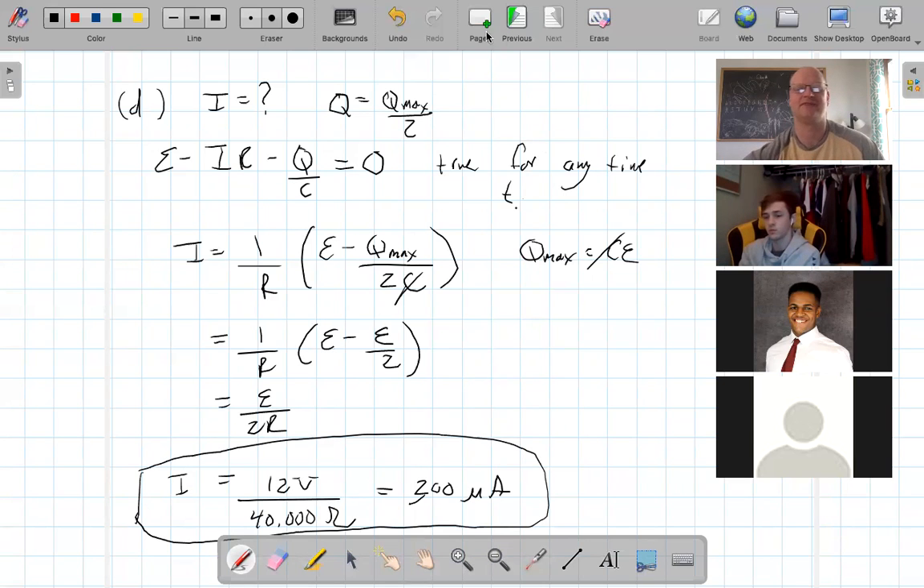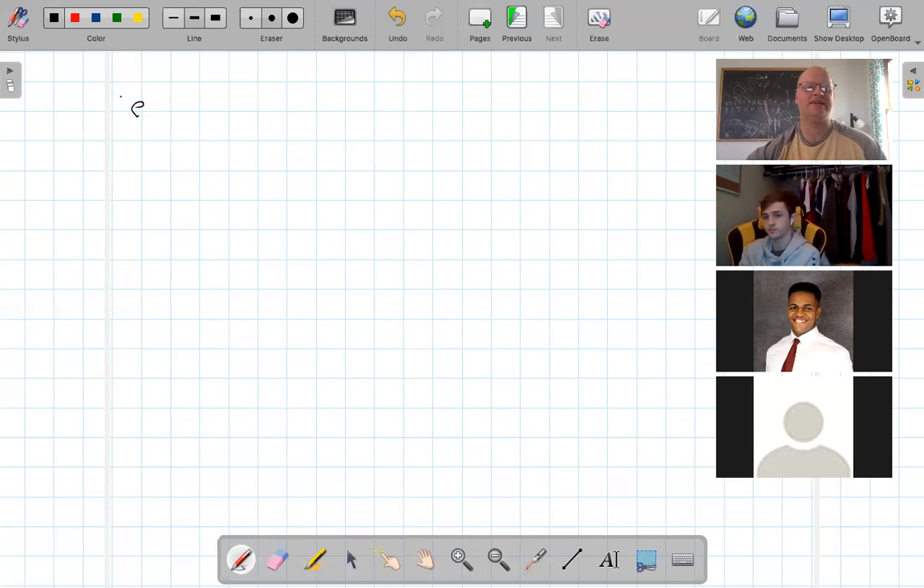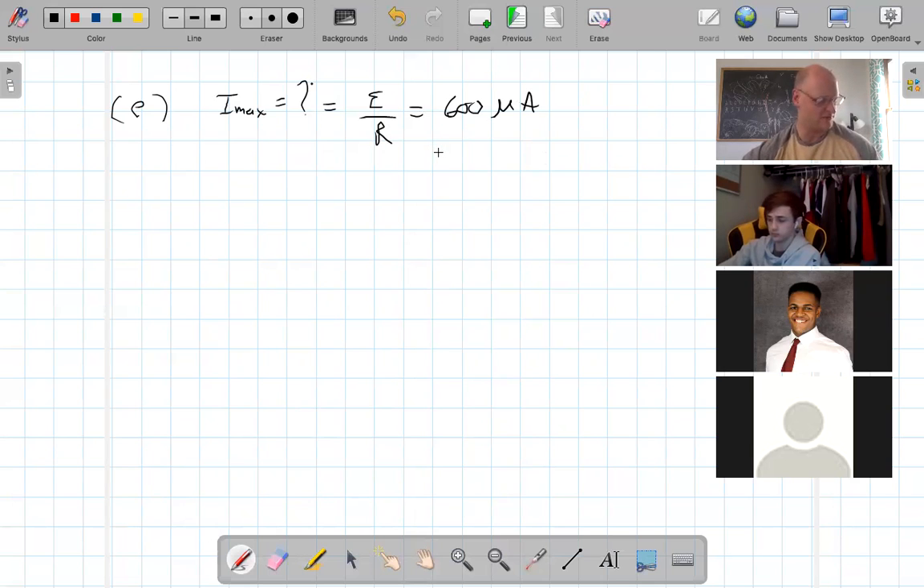Not too bad, right? So the next part, part E, says, okay, what is the maximum current? So what is Imax? Well, Imax is given when the capacitor has 0 charge on it, so the capacitor doesn't act like it's there, which means by Ohm's law it's simply the potential divided by the resistance, or in this case, EMF divided by the resistance. So this is actually just going to be 600 microamps, right? It's twice the previous value that we just found.